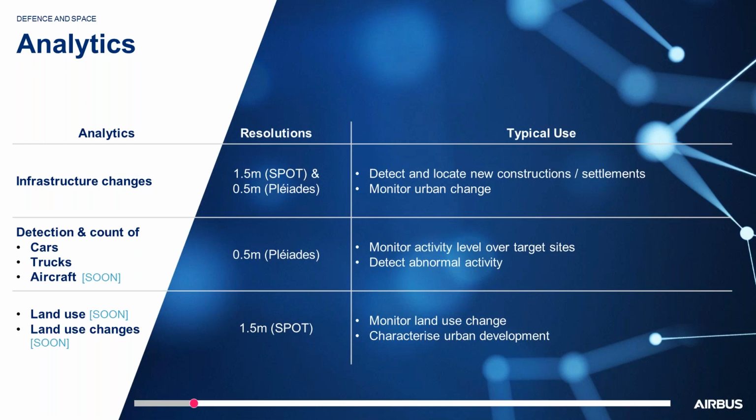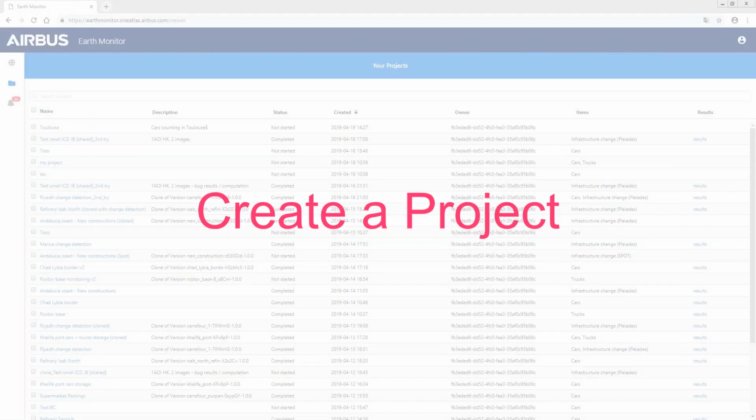So to summarize here, the analytics included in the first version of Earth Monitor are infrastructure changes, cars counting, and trucks counting. Aircraft, land use, and land use changes will be added in the next weeks. So to create a project is, in fact, very simple. We will see this in the tool directly.